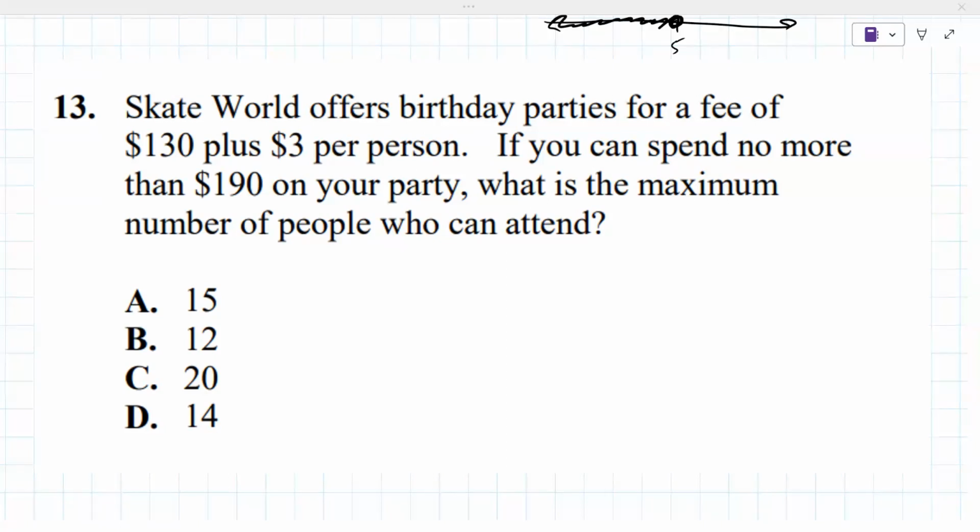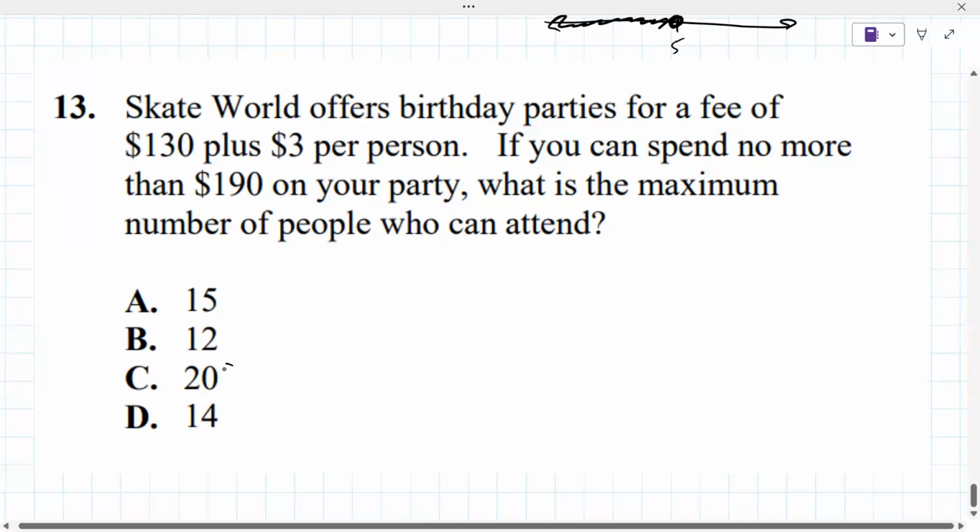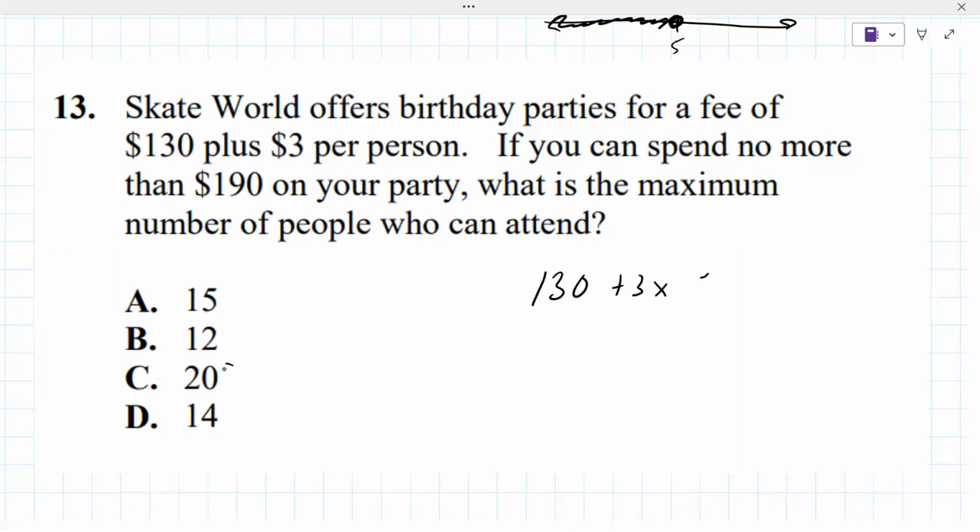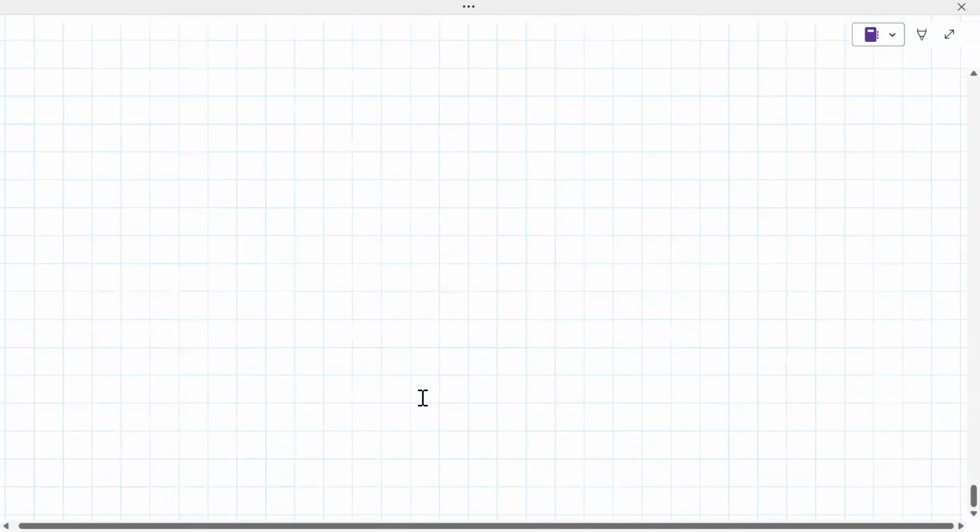So it's C. Maximum number is C. Okay, let's take a look here. Did you write inequality 130 plus 3x has to be less than or equal to 190? Yes, okay. And so when you solve that, you do get x is less than or equal to 20. Good. All right.